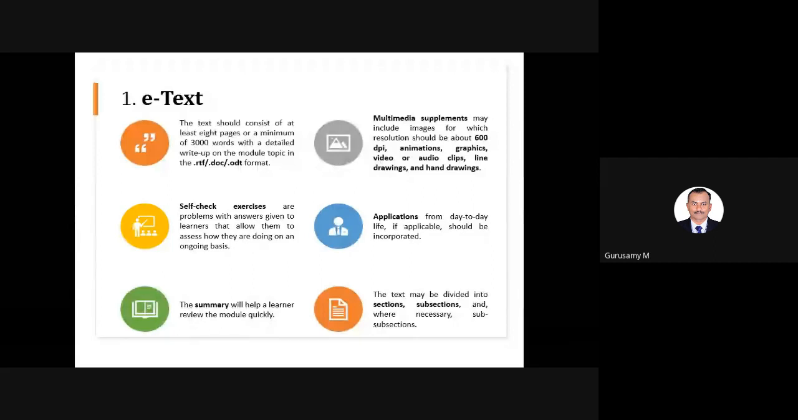The same model we can use with some images, animations, graphics, videos, and links. It will be very attractive to the audience, readers, or viewers. So each and every model should use appropriate, suitable images. The clarity should be 600 dpi. You can also use suitable animations, videos, audio clips, and drawings, which help to attract the students and readers, and these should be understandable.